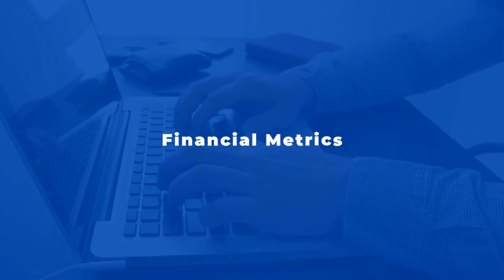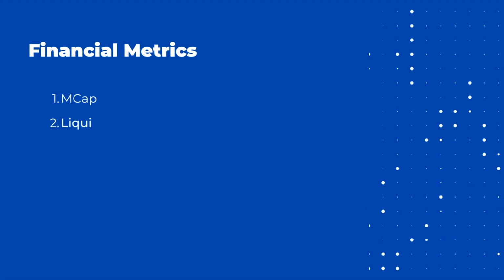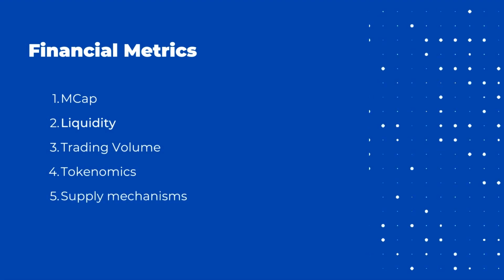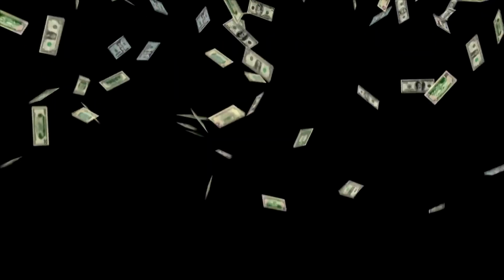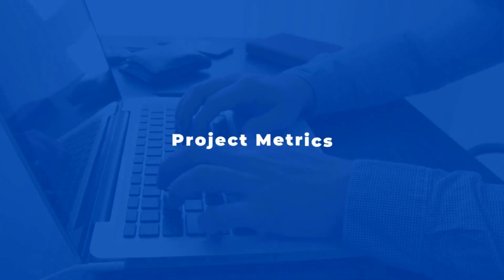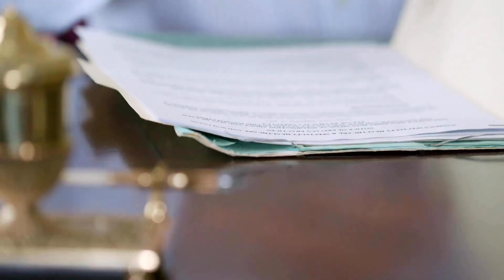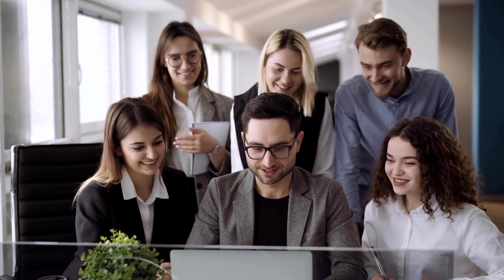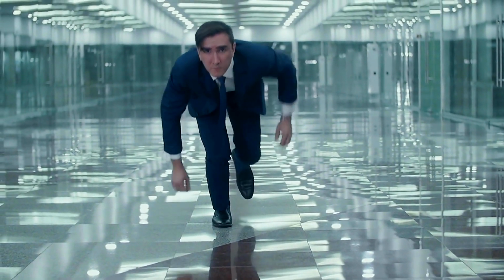Next, financial metrics. These are metrics like market capitalization, liquidity, trading volume, tokenomics, and supply mechanisms of crypto assets. These metrics give you an idea of how much money is flowing in and out of a blockchain and how that might impact its value. Finally, project metrics. These include things like the white paper and roadmap of the project, who is in the team behind it, and how strong its competition is.